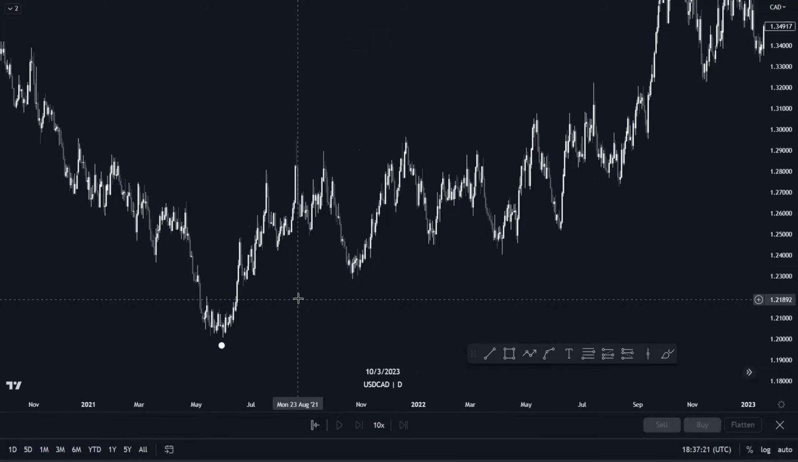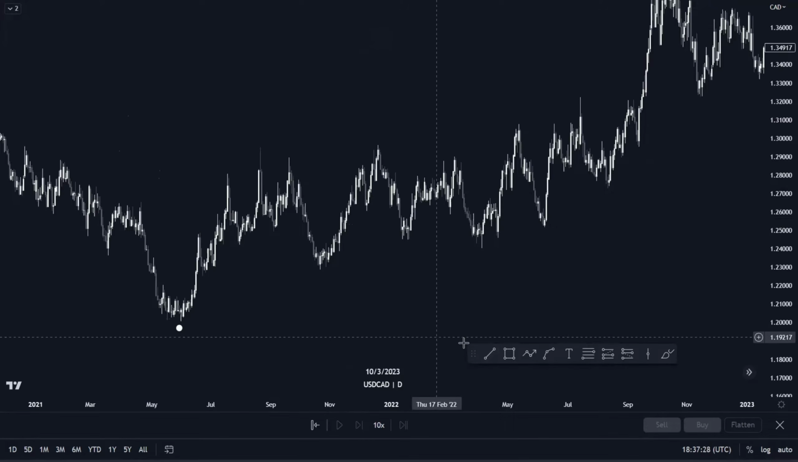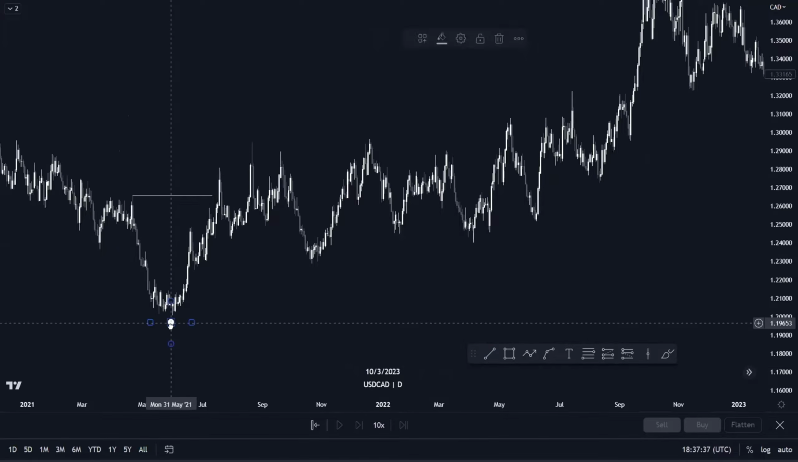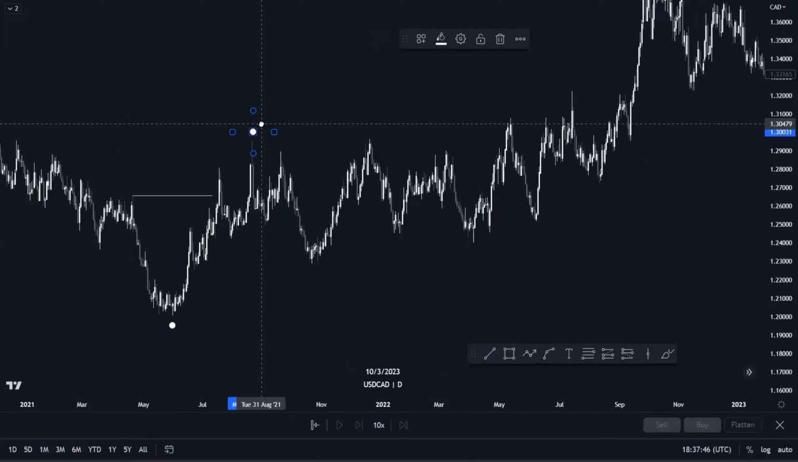As you can see here, previously USD CAD has been in a bearish trend and it broke this lower high here, and now we're expecting a change in trend. Now we can see that here this is our higher low, and this here will be our higher high, and this here will be our higher low.